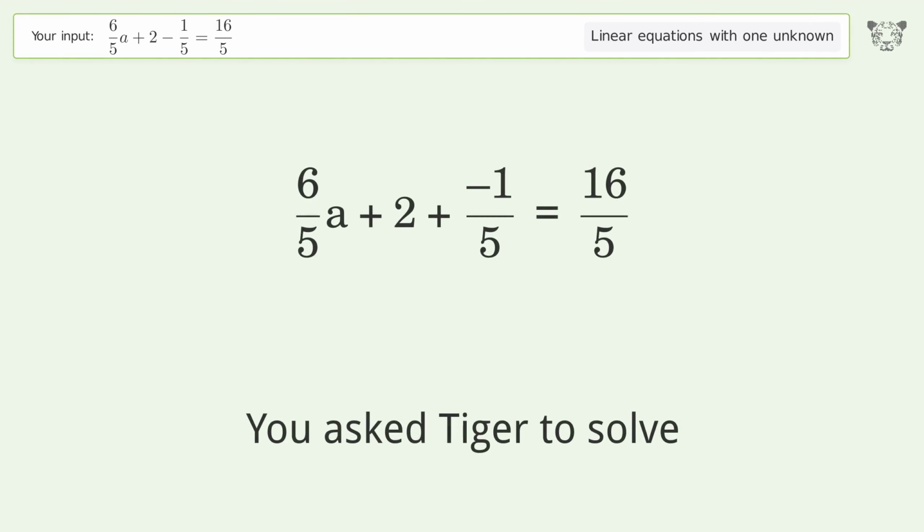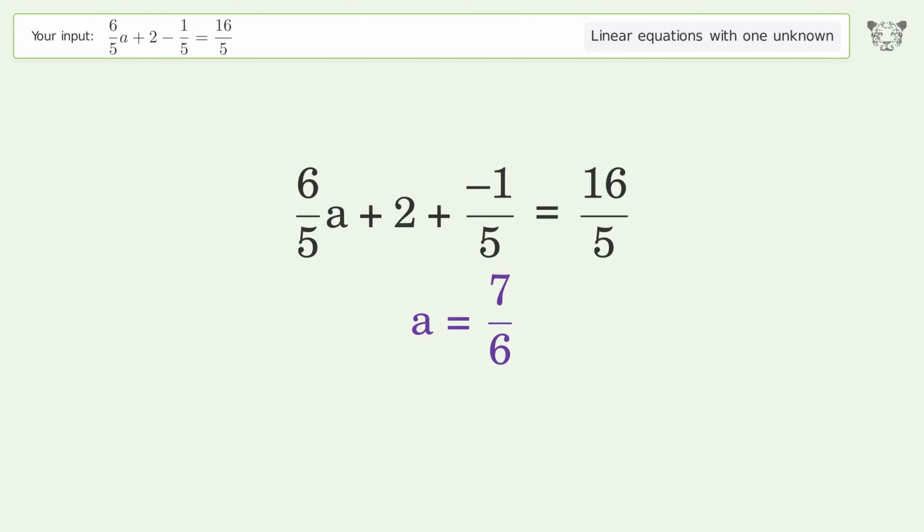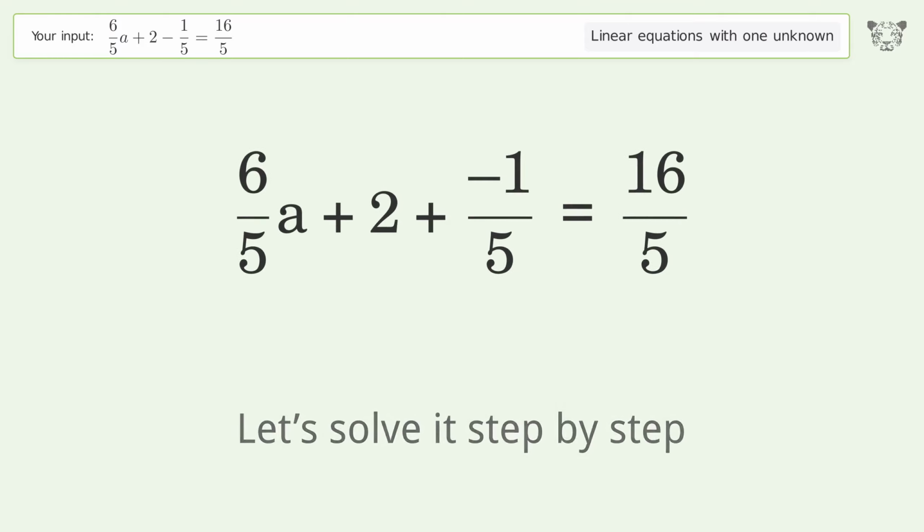You asked Tiger to solve this. It deals with linear equations with one unknown. The final result is a equals 7/6. Let's solve it step by step.